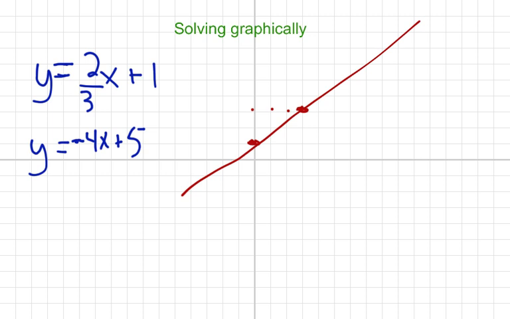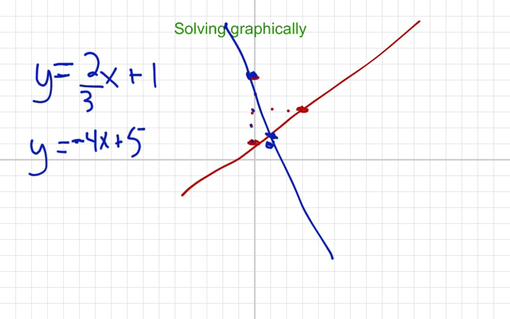The other one is going to start at 5 on the y-axis. I'm going to change colors here. The slope is negative 4, so that means it's going to go down 4 and over 1. With graphing, you're going to get an approximate value, unless you're using a graphing calculator. There's another video on my website showing how to use the graphing calculator to solve it, if you're interested.